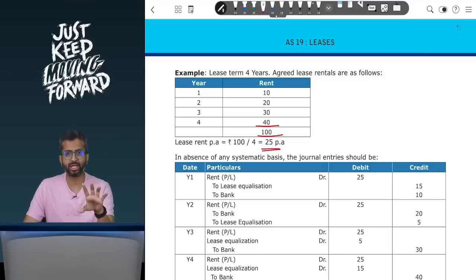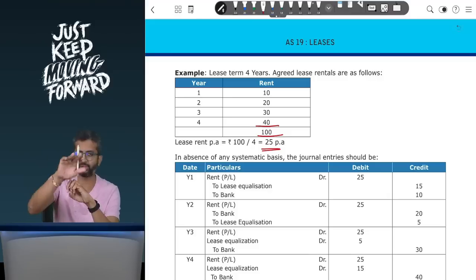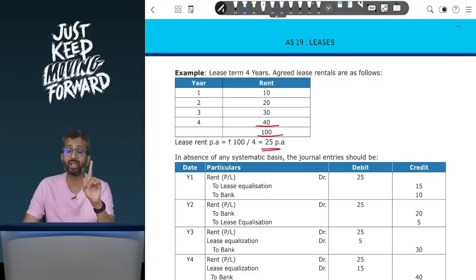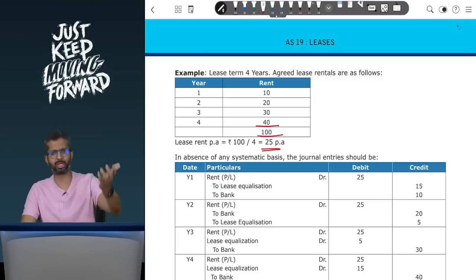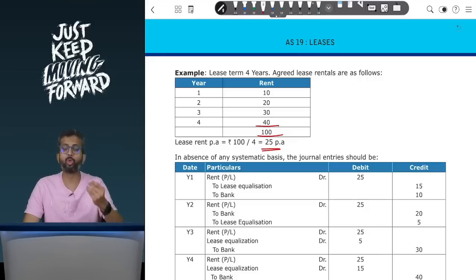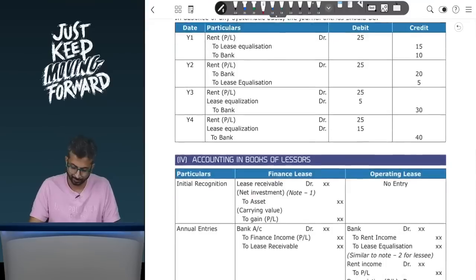And hence your entry will be, in the first year, rent account debit 25, but to bank only 10. So you will have a deferred rent account of 15. Second year, rent account debit 25, to bank 20, to deferred rent another 5. But in the third year, rent account debit 25, to bank 30, and hence deferred rent will be reversed by 5, and in the last year reversed by another 15. This is to be done if there is no systematic basis. But if there is a systematic basis, like there is more rent because of more area, then you don't need to do straight lining. Or there's more rent because of inflation, escalation at 10%. No need to do straight lining.